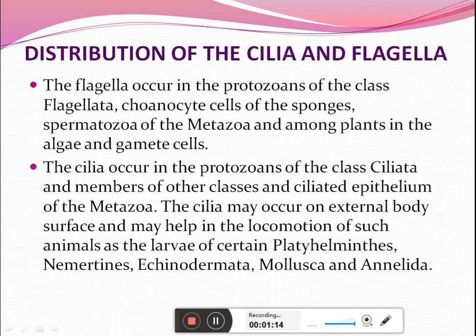Next is the distribution of the cilia and flagella. The flagella occur in the protozoans of the class Flagellata, choanocyte cells of the sponges, spermatozoa of the metazoa, and among plants in the algae and gamete cells. The cilia occur in the protozoans of the class Ciliata and members of other classes and ciliated epithelium of the metazoa. The cilia may occur on the external body surface and may help in the locomotion of such animals as the larvae of certain platyhelminthes, nemertines, echinodermata, mollusca and annelida.